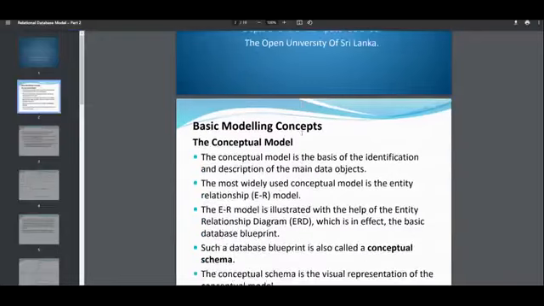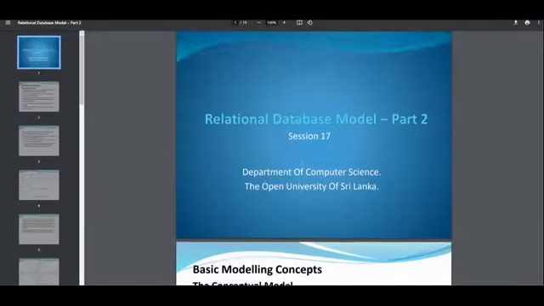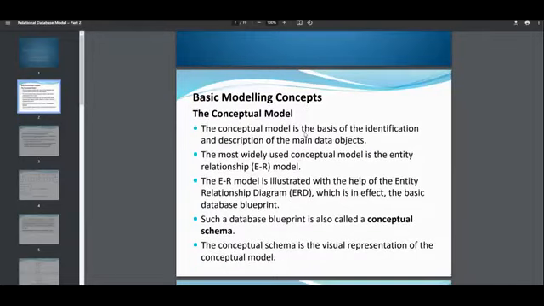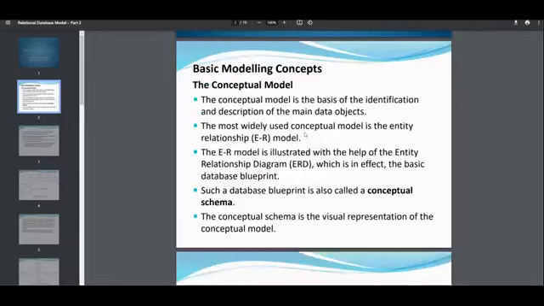Okay, next one is regarding relational database model part 2, right? So basic modeling concepts, conceptual models. Previously we mentioned why we are using the relational schema. We mentioned one advantage. What is that? Conceptual simplicity. Here this model is a simple one. That's why it is very famous in industries.